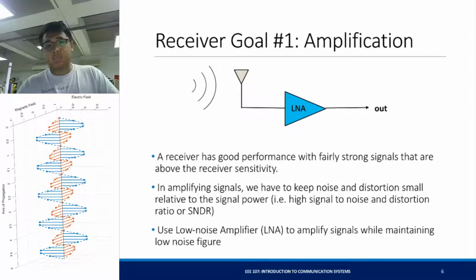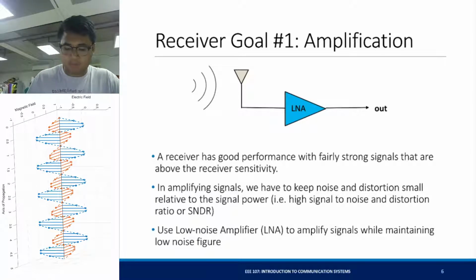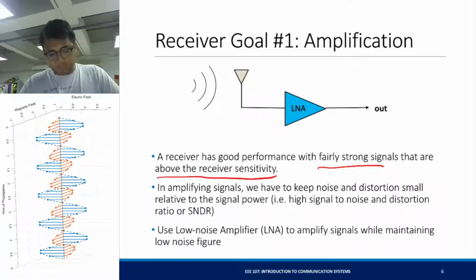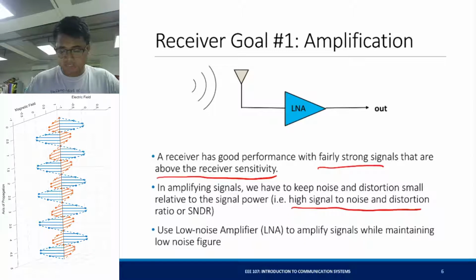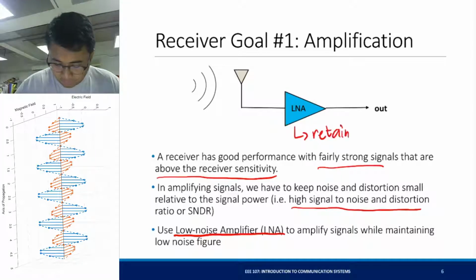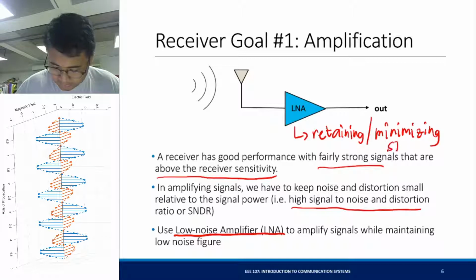Okay, so let's break that down. The first goal of a receiver is amplification. A receiver has good performance with fairly strong signals that are above the receiver sensitivity. In amplifying signals, we have to keep the noise and distortion small relative to the signal power. Basically, instead of just looking at the signal to noise ratio, we also need to look at the signal to distortion ratio. We use a low noise amplifier to amplify signals, and this low noise amplifier has a property of retaining or minimizing SNR degradation.